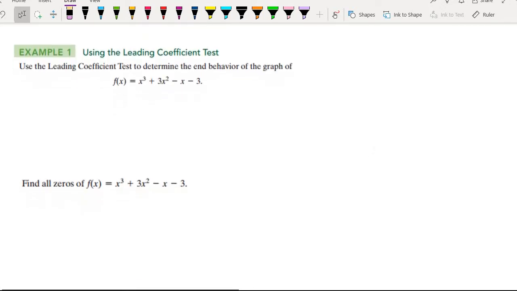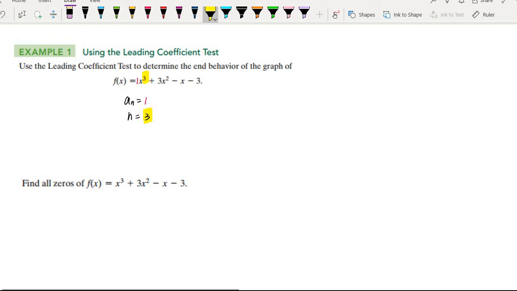So here we have example 1: using the leading coefficient test to determine the end behavior of the graph of f of x equal to x to the third power plus 3x squared minus x minus 3. For the leading coefficient a sub n, the highest power is right here. We need to figure out the number in front of x to the third power. We can imagine there is a 1 right there, so the leading coefficient is 1. Also, we know our n is 3, which is the highest power, the degree of the polynomial.